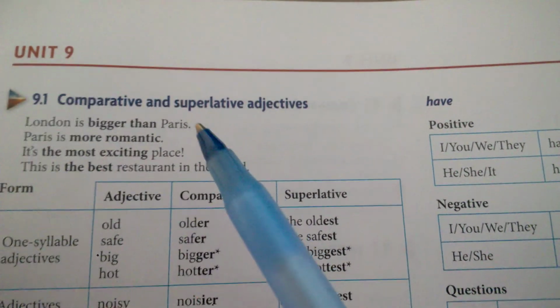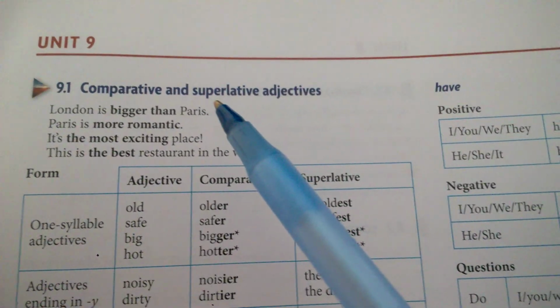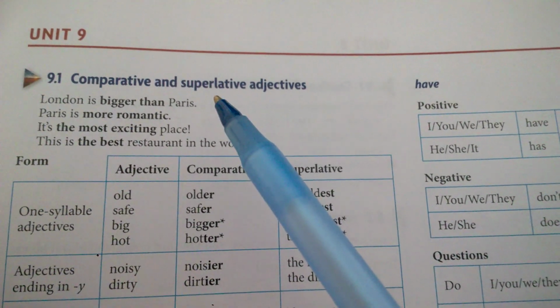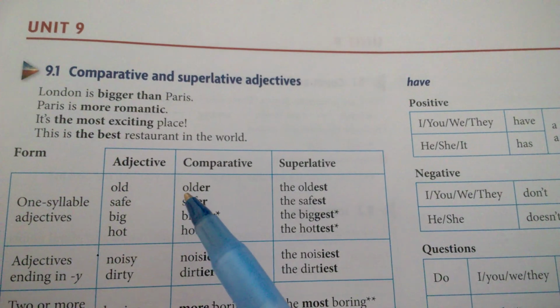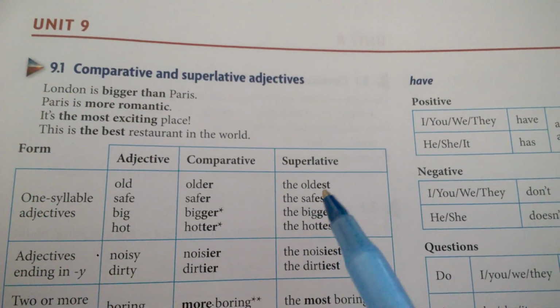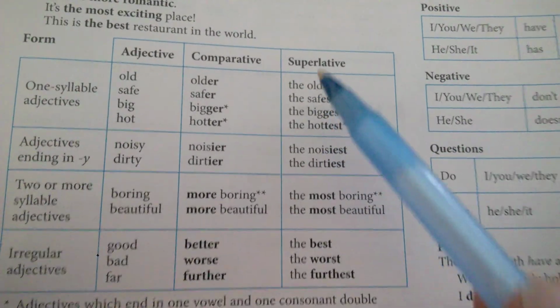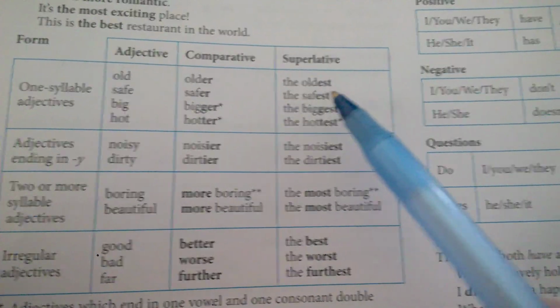So the superlative, we talked about the comparative. Superlative is when you say that something really is the biggest, or it's the strongest, or it's the fastest, or it's the most beautiful, or it is the newest, or the safest. So the superlative is like the final step of your comparison. And you can see that over here, you add EST.